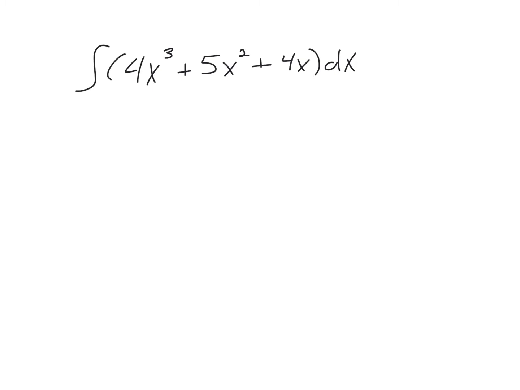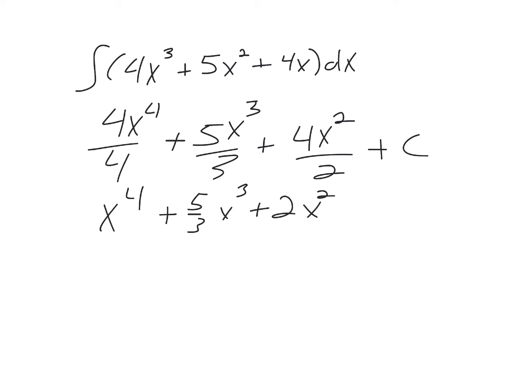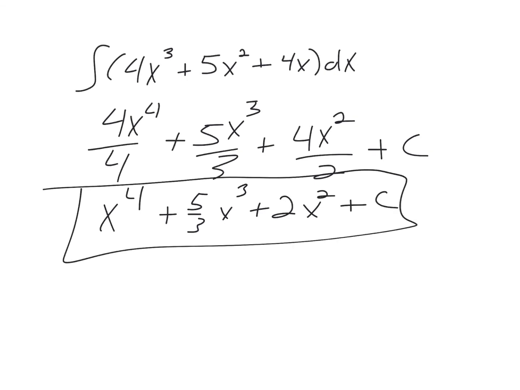All right, one more example, and then we're going to the next thing. Since we're adding all the way in between these, we can do these one at a time. So we're going to have 4x, add 1 to the exponent, to the fourth, divided by the new exponent, plus 5x to the third, divided by the new exponent, 3, plus 4x to the second, divided by the new exponent, which is 2, and of course our favorite plus c, that we now know and love. Simplify these: x to the 4, 4 over 4 is just 1, so yay. 5 over 3, can't simplify that at all, darn. 4 over 2 is just 2, so it'd be 2x squared plus c. There's your solution. So we just have to do those one at a time.